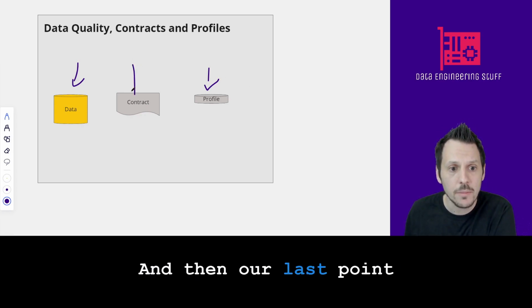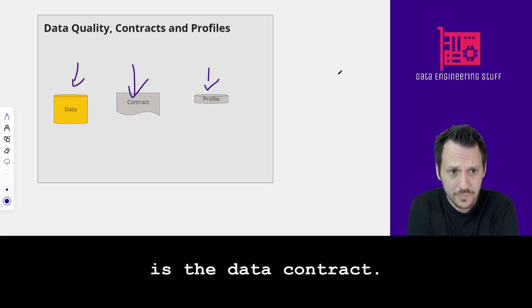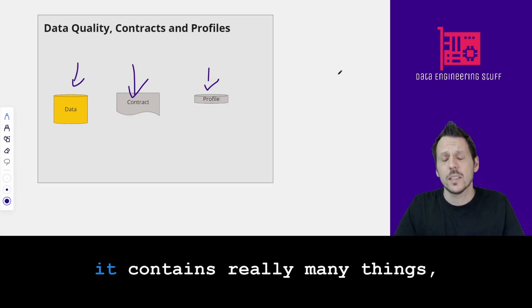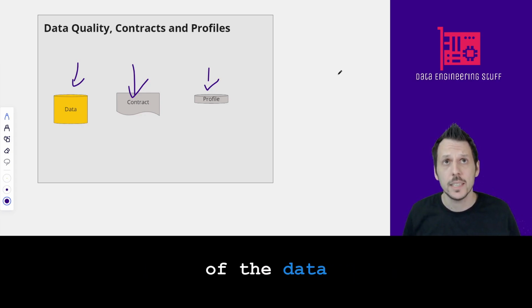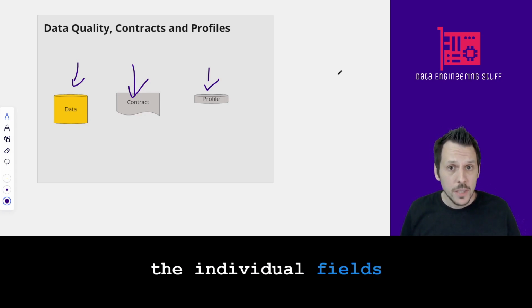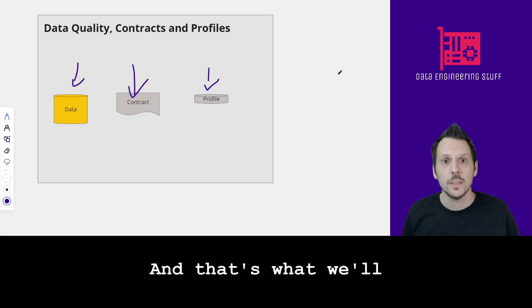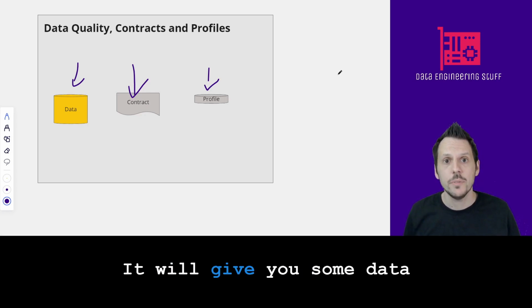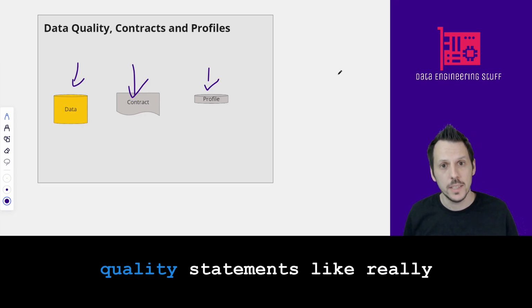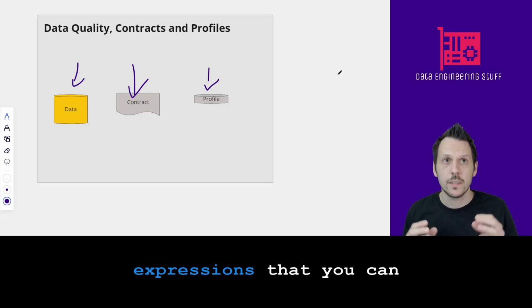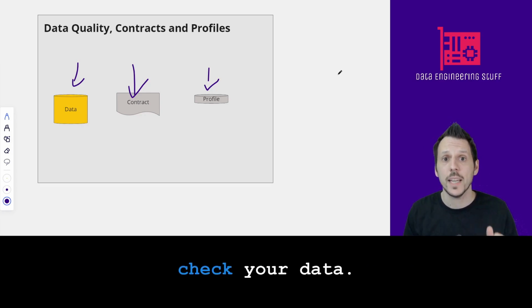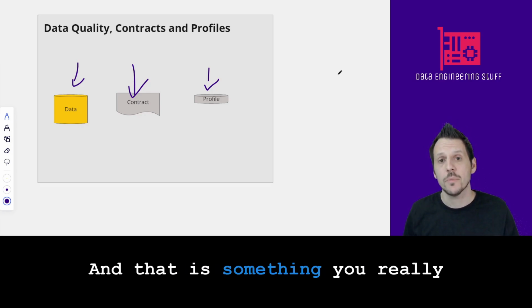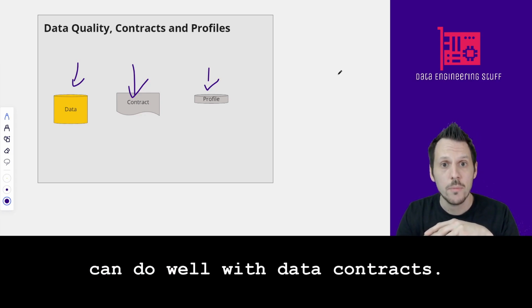And then our last point is the data contract. The data contract contains really many things: data ownership, the source of the data, the individual fields that are there, and that's what we focus on today. It will give you some data quality statements, like really expressions that you can technically interpret to SQL or to something else to really check your data. And that is something you really can do well with data contracts.